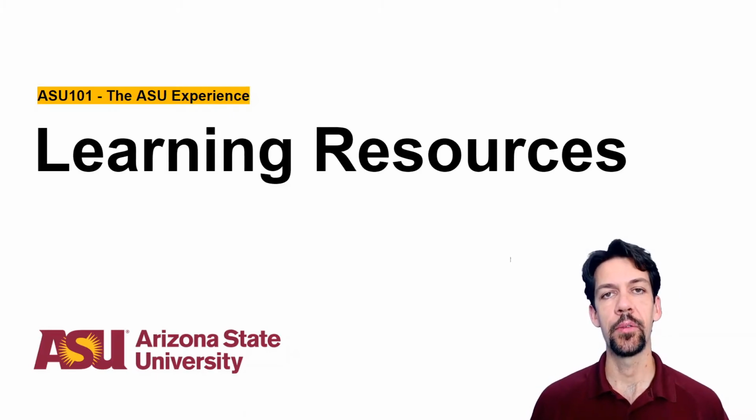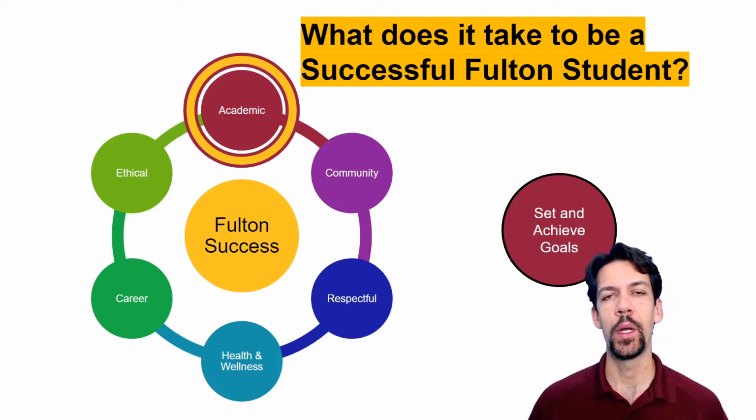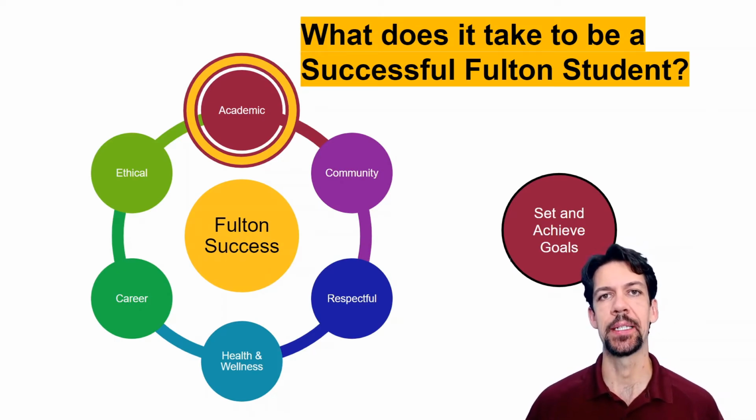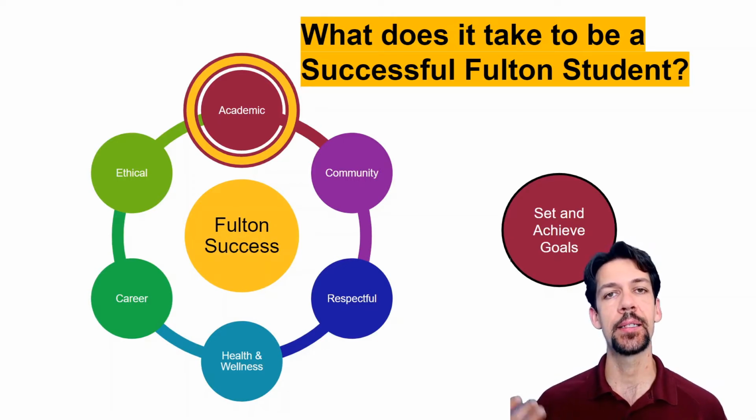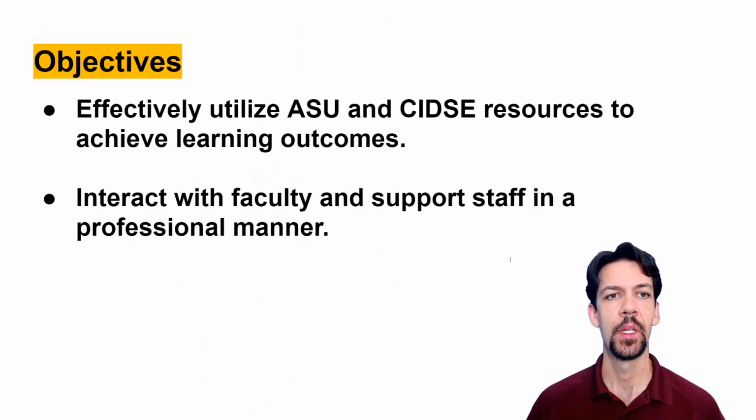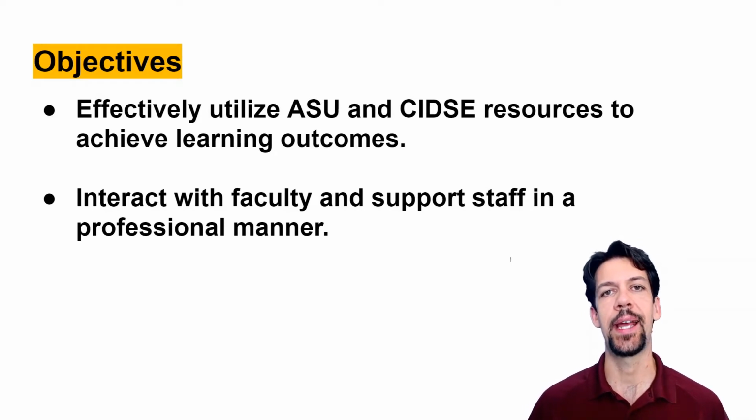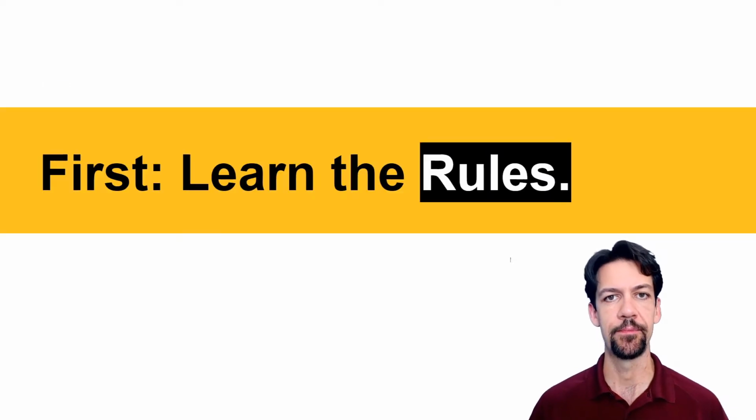Now let's talk about some of the learning resources that are available to you. When we start to think about what it takes to be a successful Fulton student, the top of that list is your academic success. And there are a lot of resources available besides the actual class content and the textbook to help you succeed in your courses. Today we're going to talk about how to effectively utilize the ASU and departmental resources to achieve learning outcomes, and also how to interact with faculty and support staff in a professional and respectful manner.